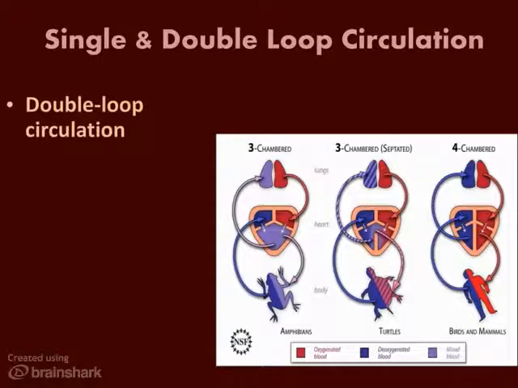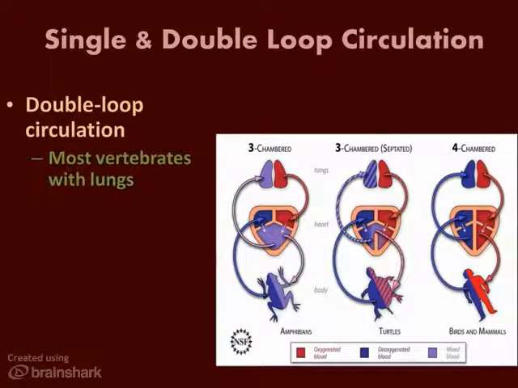The double loop circulatory system, as the name suggests, is a system in which blood travels in two loops. What a nice, efficient name. So let's take a loop at that. Double loop systems are found in almost all vertebrates with lungs.